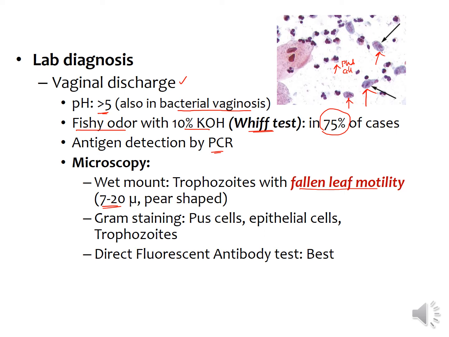In Gram staining examination, you can see a lot of pus cells, and of course this is an epithelial cell, epithelial cells, and also the trophozoites. Direct fluorescent antibody test is best to detect these trophozoites from the clinical specimen.